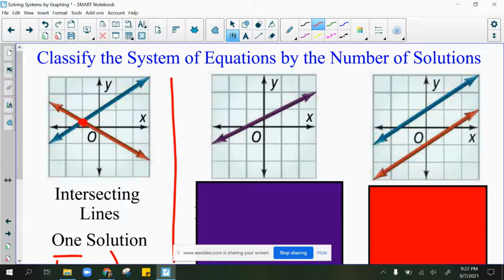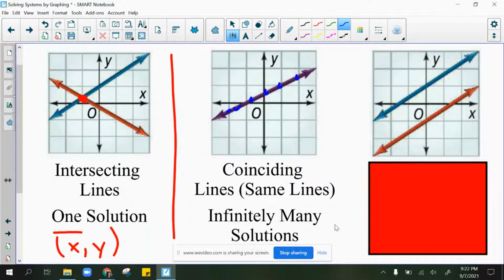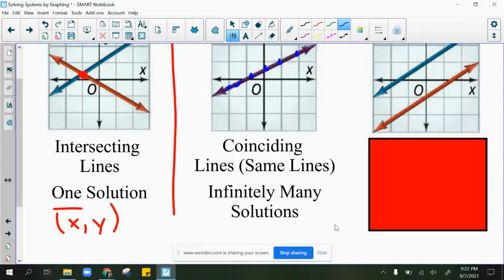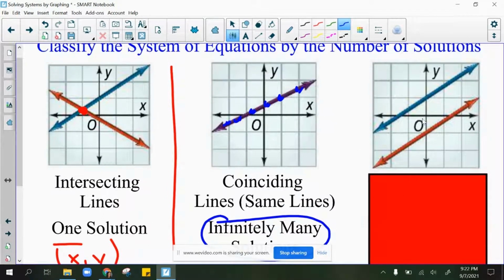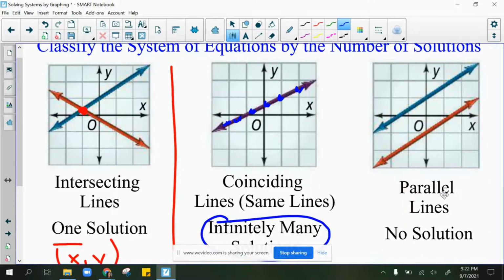So then what could also happen is you could actually graph it, and it's the same line. And so this is something where they're the exact same line. So we call them coinciding or same lines. But the answer is it's infinitely many solutions because all of these little points on the line are on both lines. So every single point that's on one line is also on the other line. And then the last thing that could happen is you graph these two lines and they're never going to meet because we say that they're parallel. And so there are no solutions.